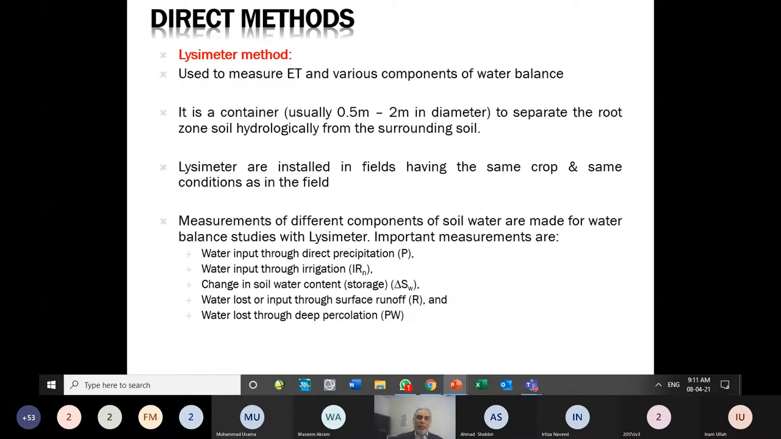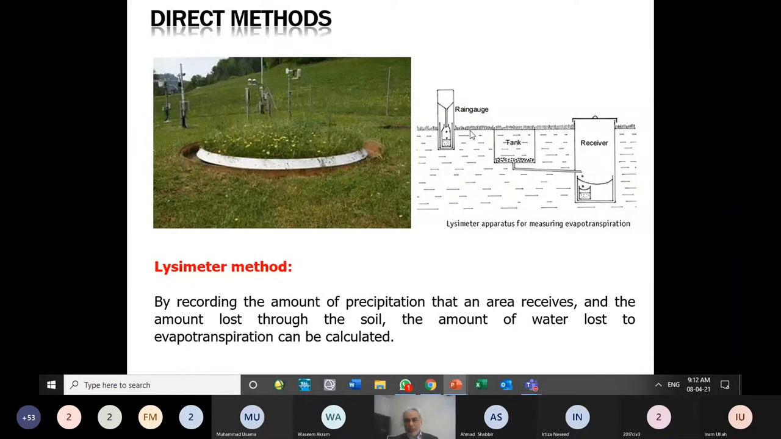What is a lysimeter? It is a container, a tank, a chamber, anything you can call it. It is a container, usually of half a meter to 2 meter diameter, and the purpose of that container, of that tank, is to separate the root zone soil from the surrounding soil. Maybe you can understand this better from this figure. So a lysimeter is a tank or chamber. This part is a lysimeter.